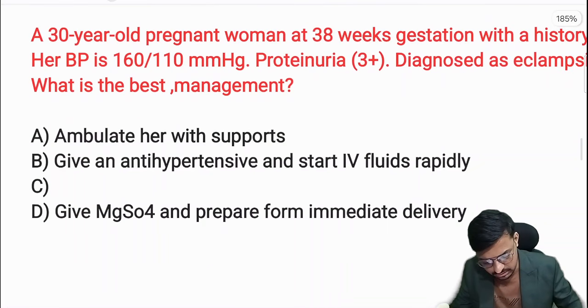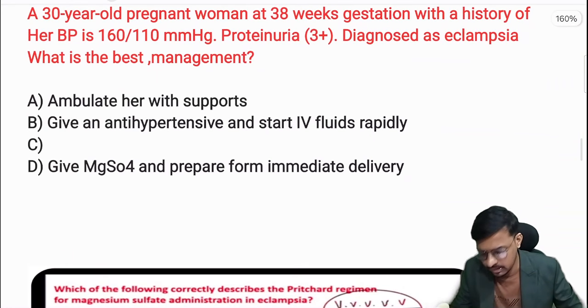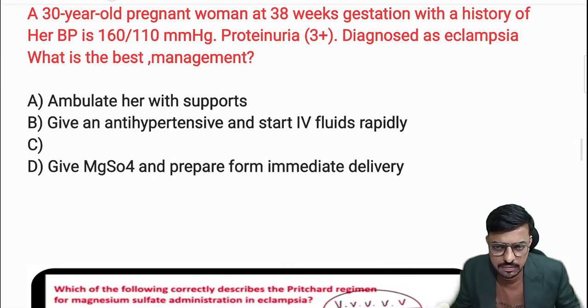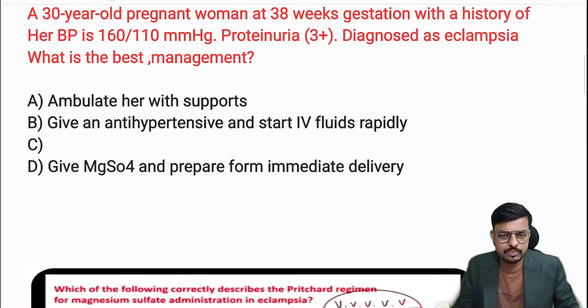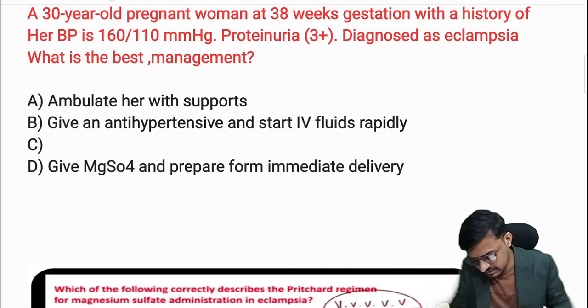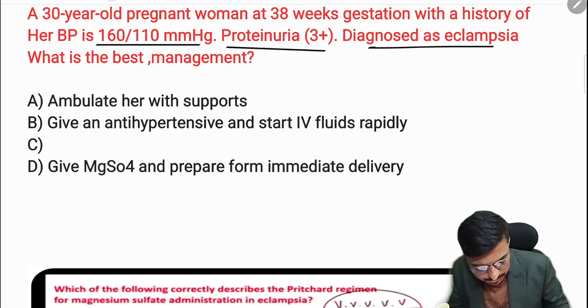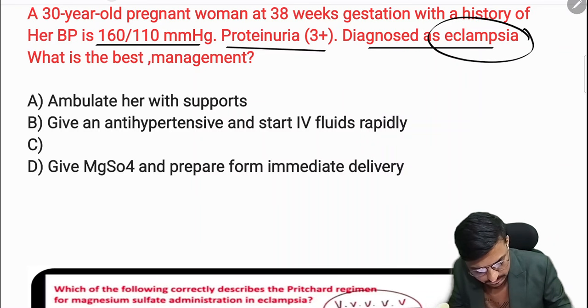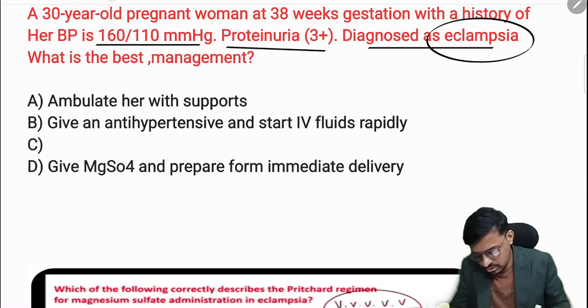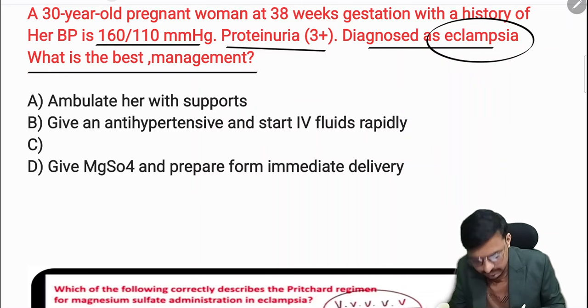So here is also the same question which was asked in your exam. A 30-year-old pregnant woman at the 38th week of gestation with history of BP 160 by 110 mm of Hg and proteinuria 3 plus. The diagnosis is eclampsia. In the question they have mentioned this was a case of eclampsia, right? So what is the best step of management?